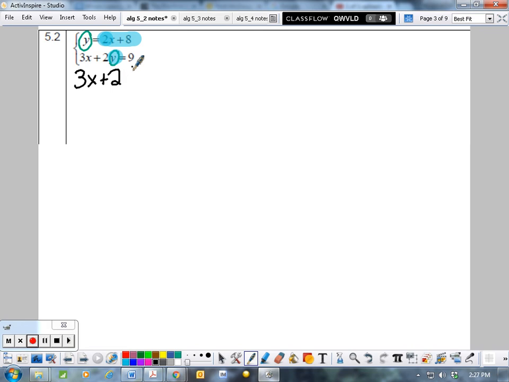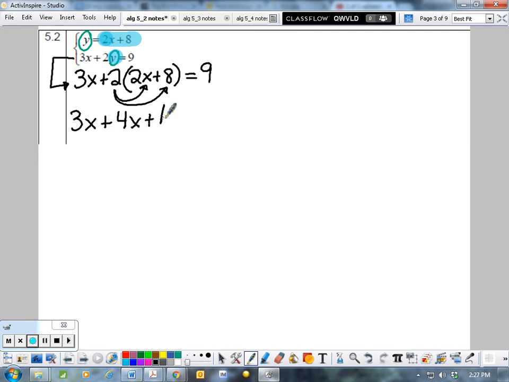Now I'm going to put in the highlighted portion, 2x plus 8, and then finish the equation, equals 9. So this is really just being rewritten there with the highlighted portion in for y. Now I'm going to get rid of my parentheses, so I'm going to distribute the 2. So now I have 3x plus 2 times 2x is 4x, 2 times 8 is 16, equals 9.